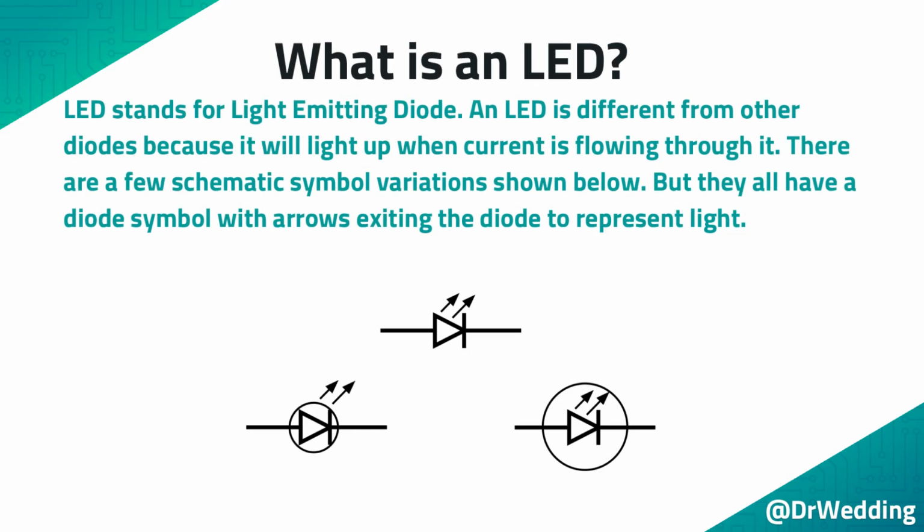LED stands for light-emitting diode. An LED is different from other diodes because it will light up when current is flowing through it. There are a few schematic symbol variations shown below, but they all have a diode symbol with arrows exiting the diode to represent light.